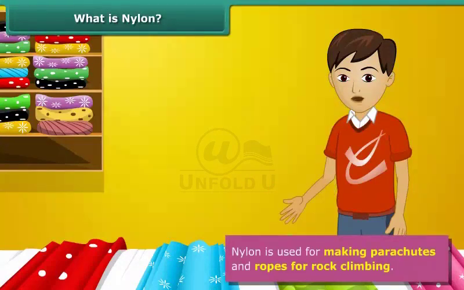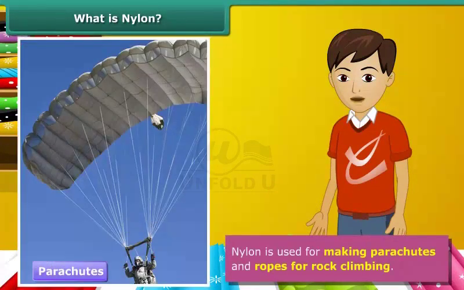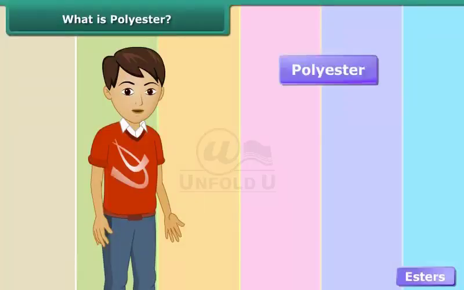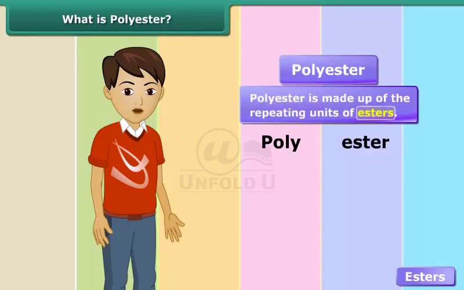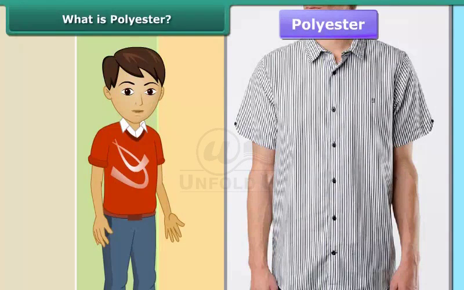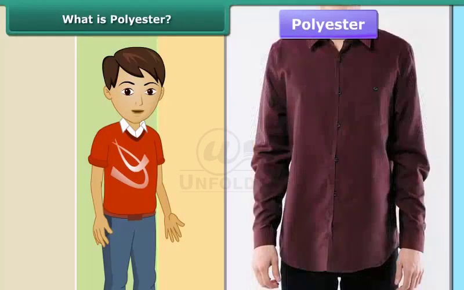Can you guess which fiber is used for making parachutes and ropes for rock climbing? Yes, it is nylon fiber, since it is stronger than even a steel wire. Can you guess just by hearing the word polyester what it is made up of? As the word polyester comes from words poly and ester, it is clear that it is made up of repeating units of esters. You must have seen people wearing nice polyester shirts and other dresses. Fabrics made of this fiber do not get wrinkled easily, remain crisp, and are easy to wash.